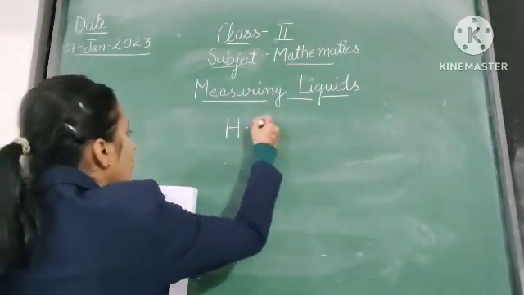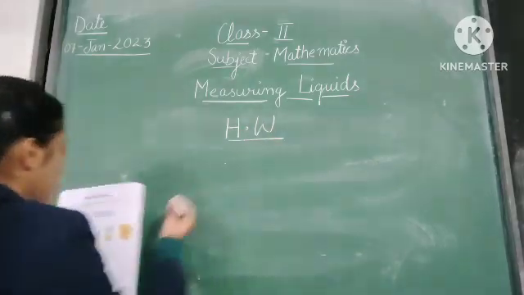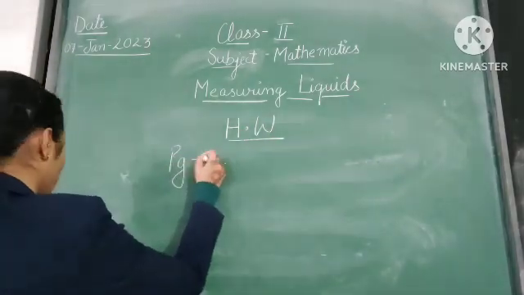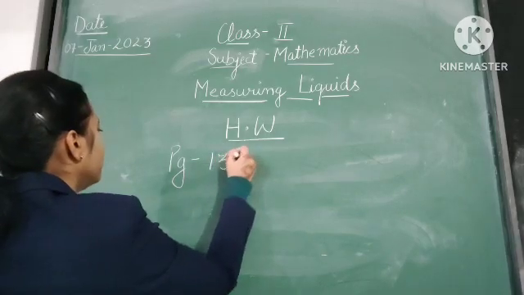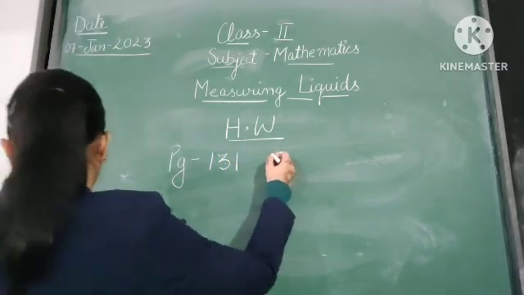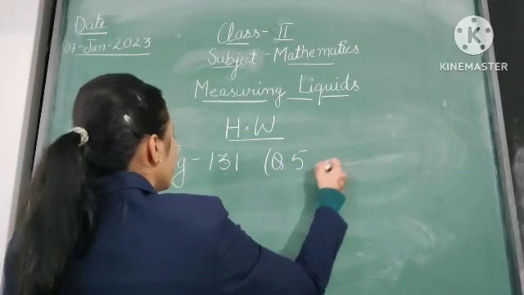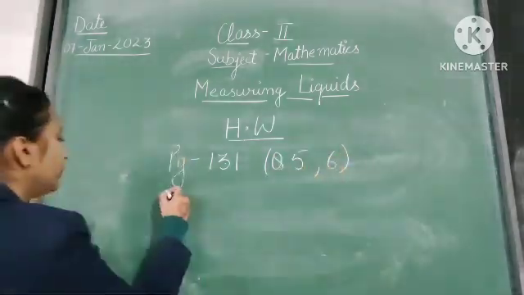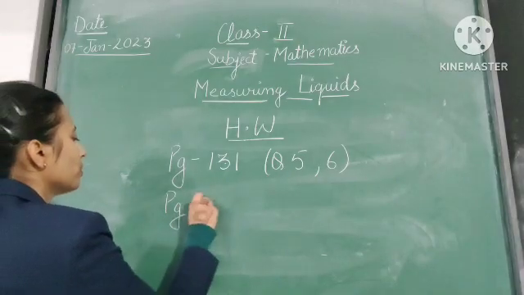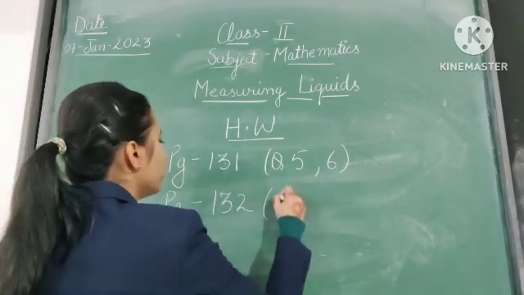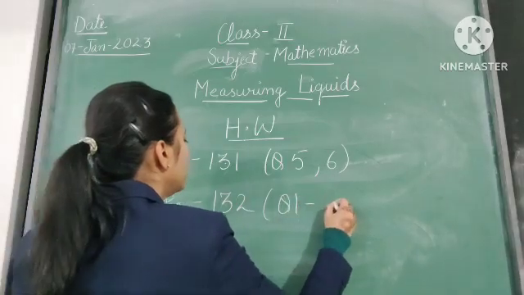Your homework for today is page number 131, question number 5 and 6, and page number 132, question number 1, part D.